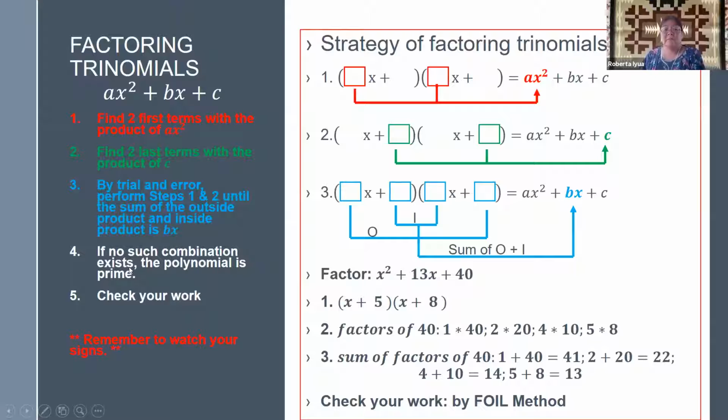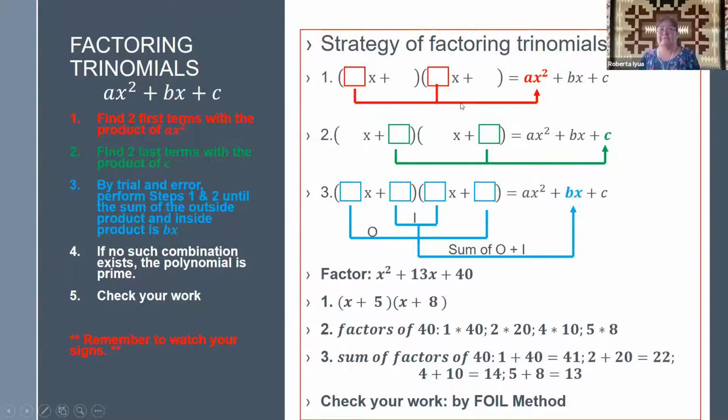If no combination exists, then the polynomial is a prime. So if ax squared plus bx plus c cannot be factored out this way, then it is a prime. And then remember to check your work. You check your work by factoring, by using the FOIL method. So as you can see, I don't know if you saw it, but it's the FOIL method in reverse.